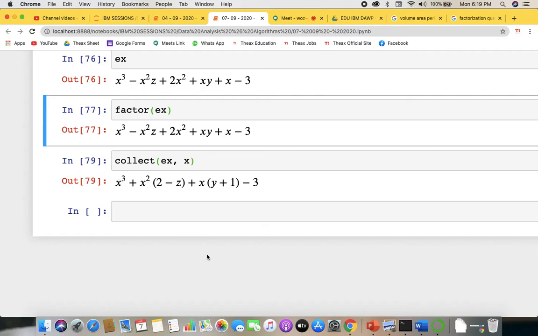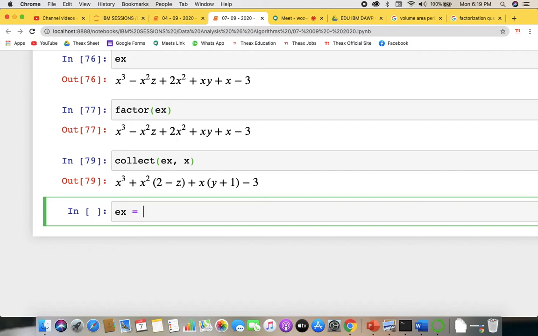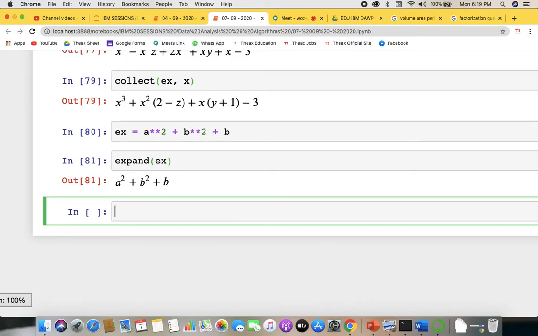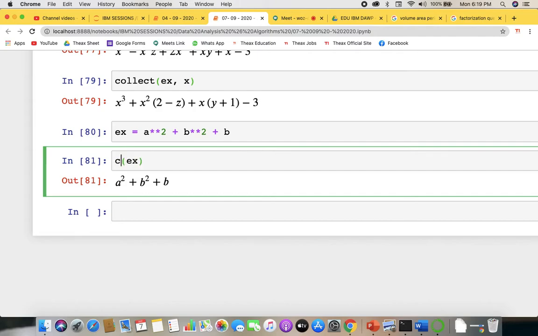So if you write an expression, let's say, Ex equals a square plus b square plus b. That's it, only this equation. So if I say expand this Ex, a square plus b, it is not expandable. If I say collect, what do you think? What should be the outcome?